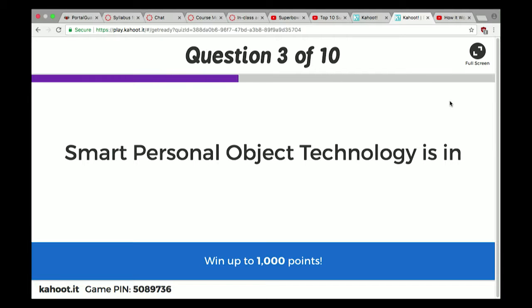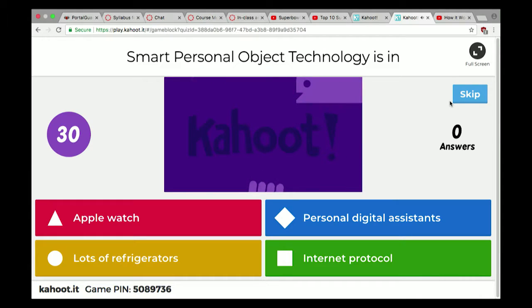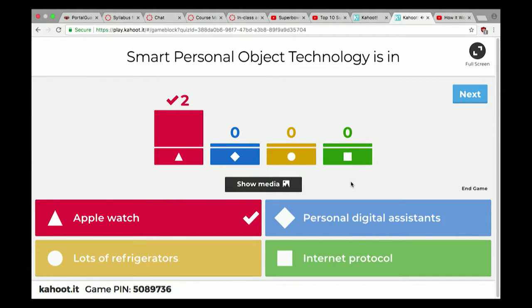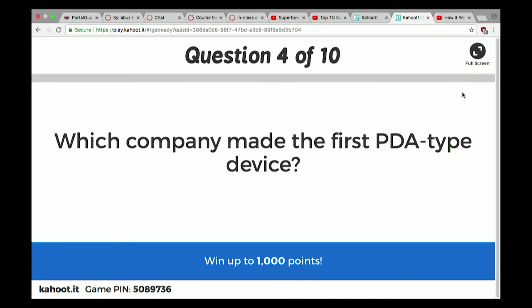Okay, this one you don't know. So smart personal object technology is available in the Apple Watch. So we'll skip that one. You guys got in there, all right. Oh, that was an accident. I guess you probably all knew it already, I don't know. So let's head on to the next question. I should actually give you all the points for that.